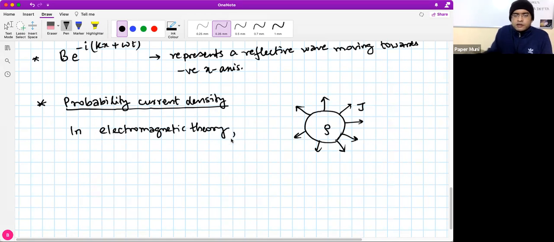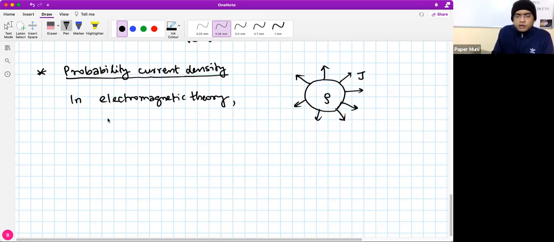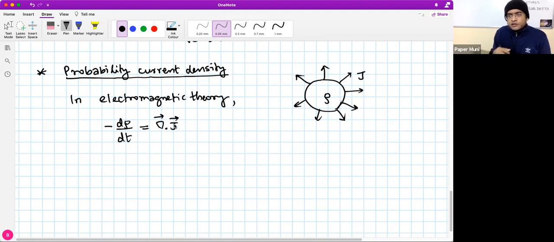We are not going to derive this, but I'll state it as it is: if the charge is flowing out of some volume, the rate of change of the volume charge density is equal to minus the divergence of J, which tells how much is flowing out. So these two are related. This is called the local conservation of charge.